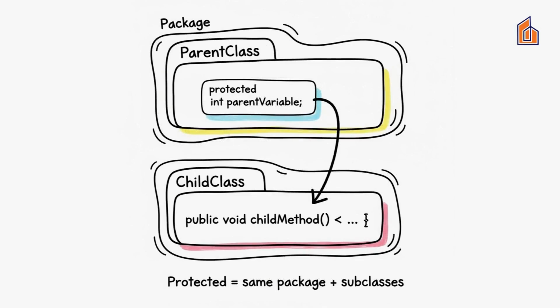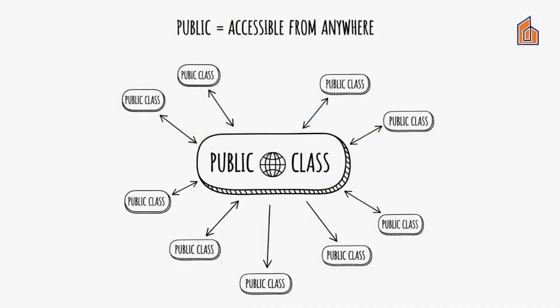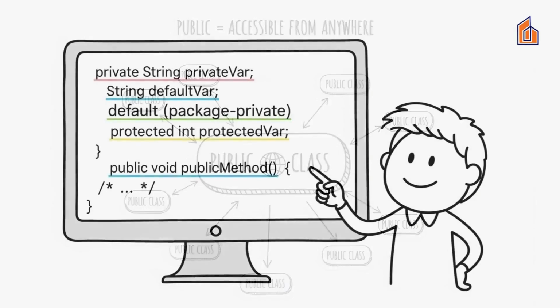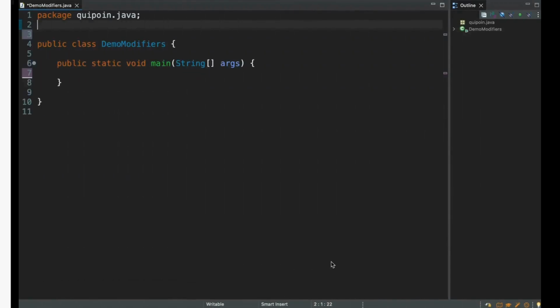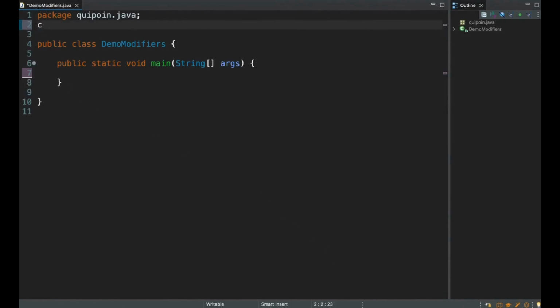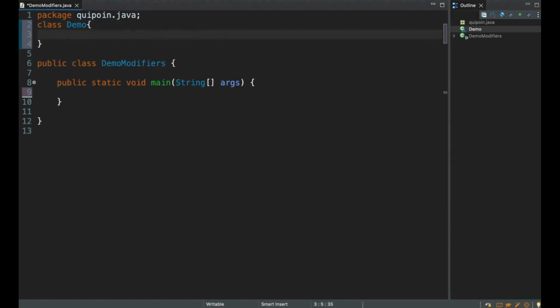And protected is accessible within the same package and subclasses. And the last, public, is accessible from anywhere. Now, let's see the code for each of them. Modifiers. Let's create a class first. So we will write class. Let's take the name as Demo. Now we will use one by one all the access modifiers.